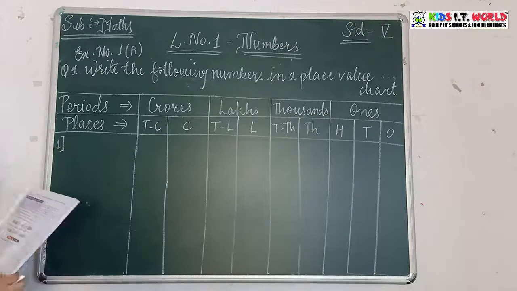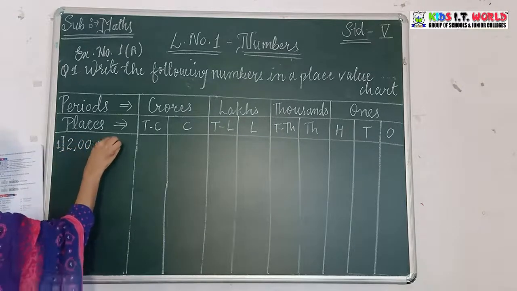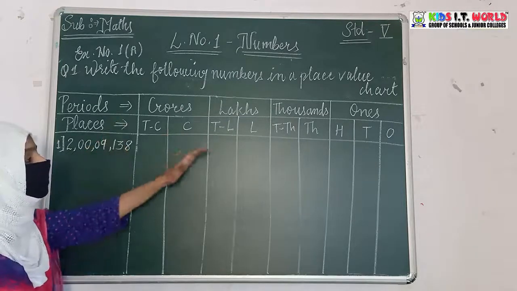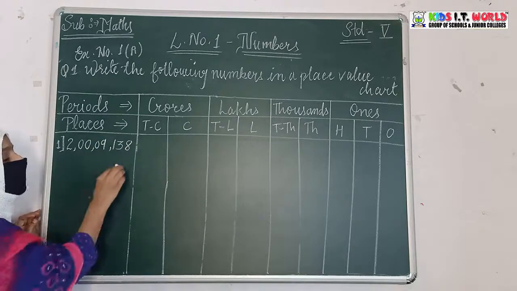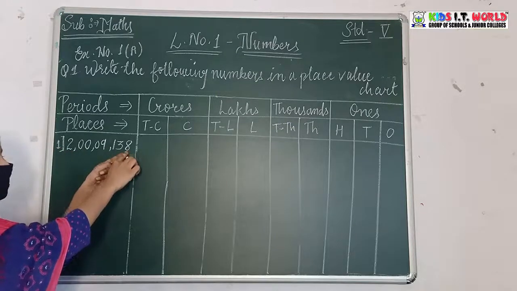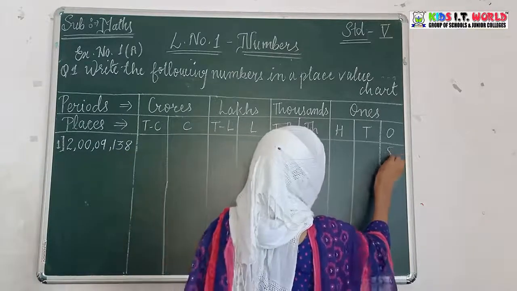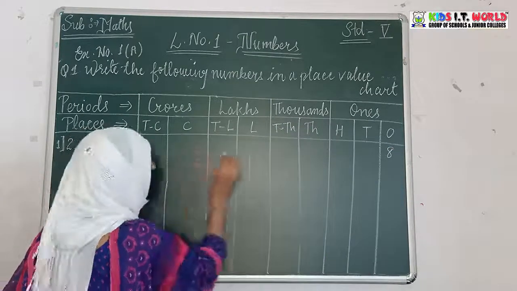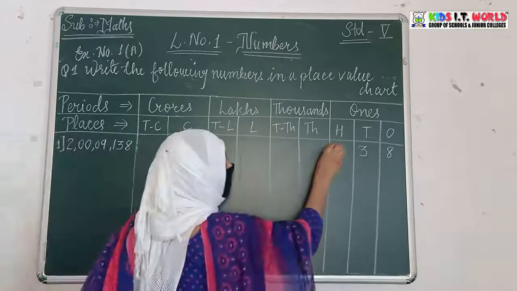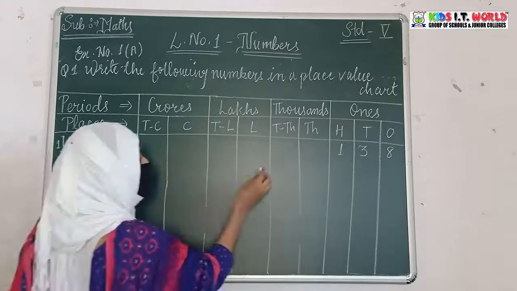So what is the first question? It is 2,09,138. Now you have to put the values according to the Indian place value chart. Whenever you are writing the number in the place value chart, start writing from the extreme right position, so your number will be correct on the place. So first on the ones place it is 8. On the tens it is 3. On the hundreds it is 1. On the thousands it is 9.